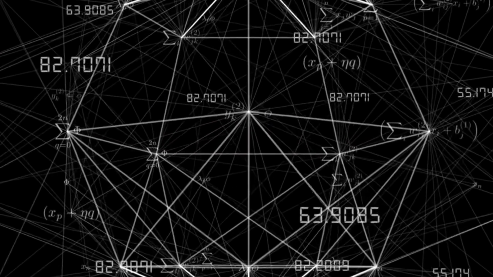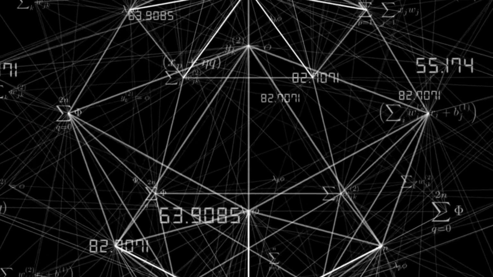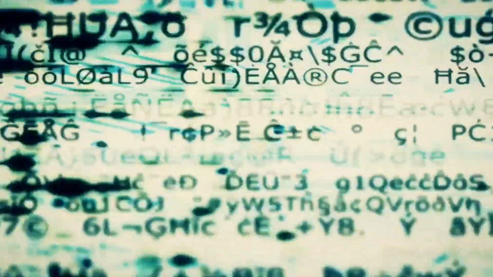So let's get started. In the quantum world, particles and waves behave in very peculiar ways. According to the fundamental principles of quantum mechanics, there is an inherent connection between information and physical systems. This is known as the information conservation principle.